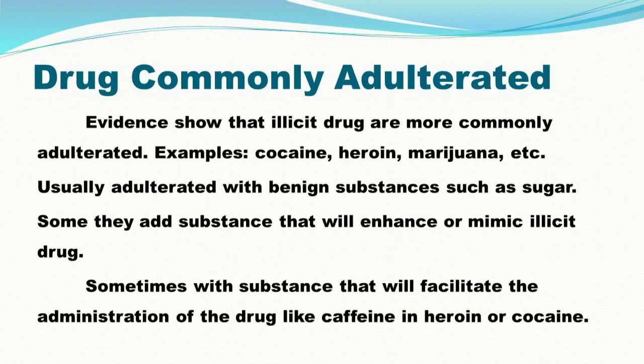Drugs commonly adulterated. Evidence shows that illicit drugs are more commonly adulterated. Example, cocaine, heroin, marijuana, etc. Usually adulterated with benign substances such as sugar. There are substances that will enhance illicit drugs, and sometimes substances that will facilitate the administration of the drug, like caffeine in heroin or cocaine.